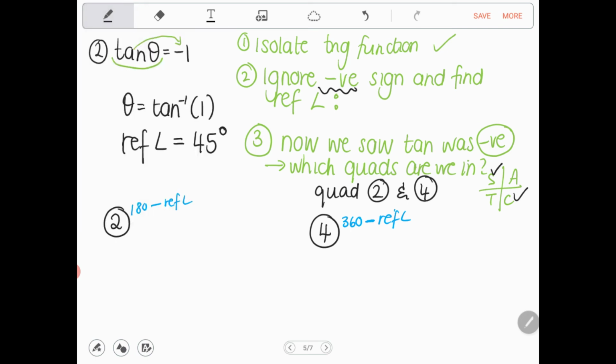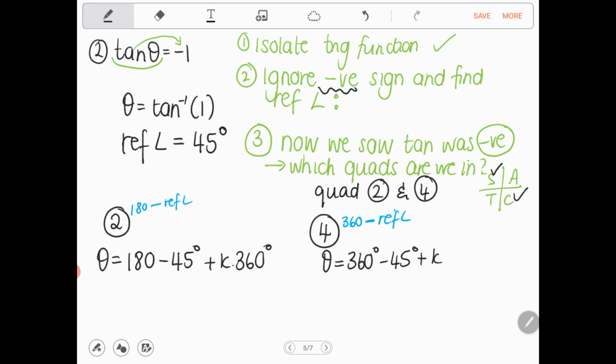So off we go. Theta is equal to 180 minus our reference angle. And then we always add plus k lots of 360. And in quadrant 4, theta is equal to 360 minus our reference angle plus k lots of 360.